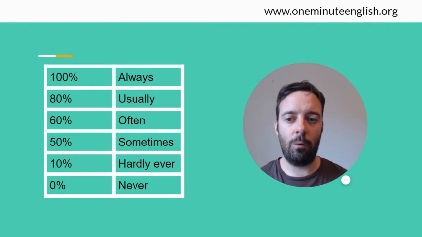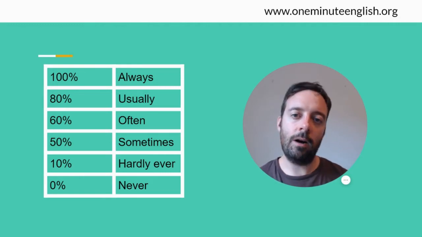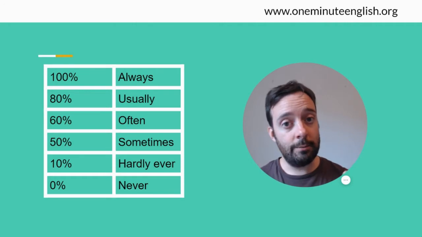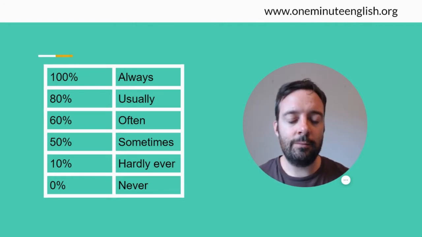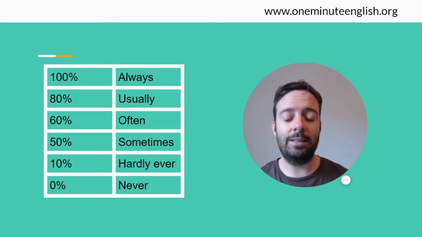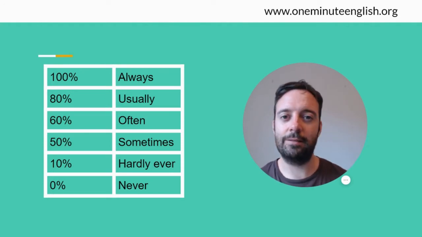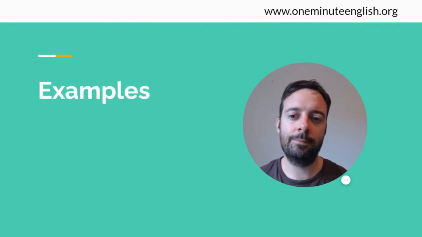You can use always, and that's 100% of the time. Usually, around 80% of the time. Often, 60% of the time. Sometimes, 50% of the time. Hardly ever, practice that one. Hardly ever is 10% of the time, and never is 0% of the time. Let's look at some examples now in the present simple.